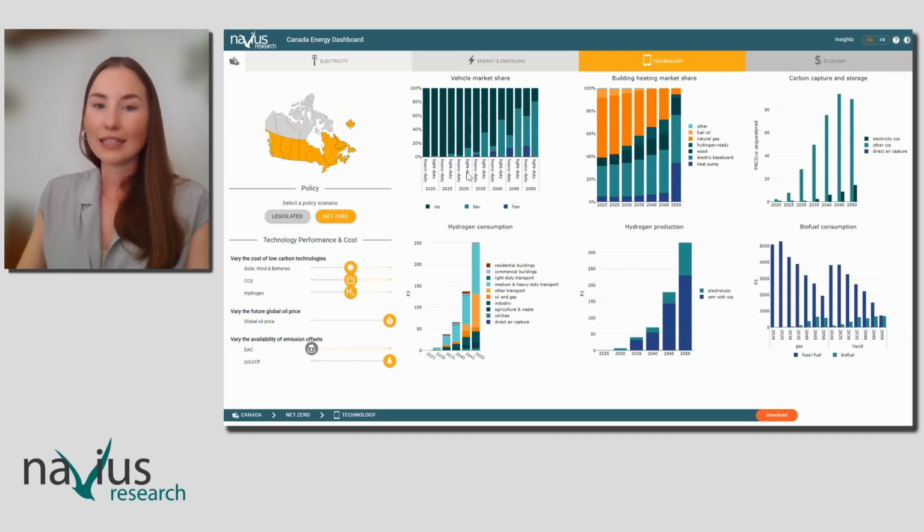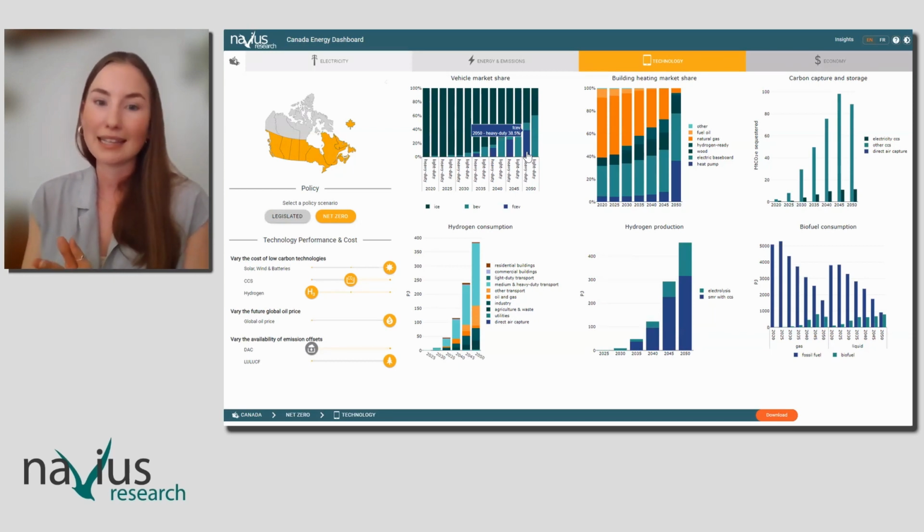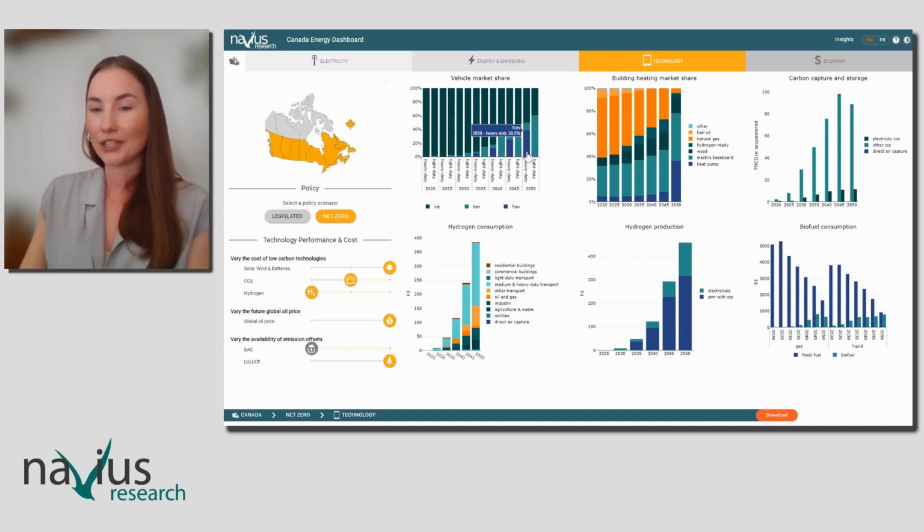However, if we look at a scenario where solar, wind, and battery costs are higher and hydrogen costs are lower, we see that hydrogen fuel cell vehicles start to outcompete battery electric with 39% of market share in 2050. So this is showing us that the heavy duty vehicle market is sensitive to our technology cost assumptions.